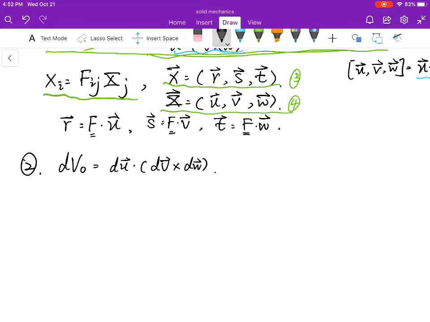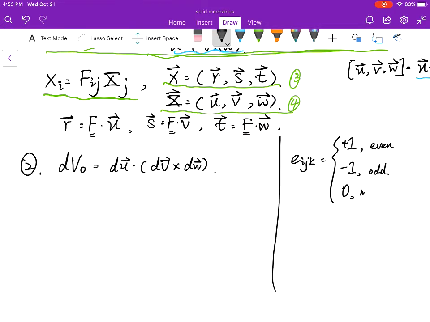Here I should introduce the permutation notation. Let's see, what is it? The permutation notation is not a tensor. Let's call it eijk here. It's simply a notation. It's positive 1, minus 1, or 0, depending on whether it's an even permutation, an odd permutation, or not a permutation.